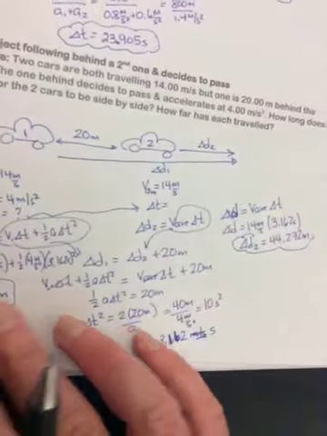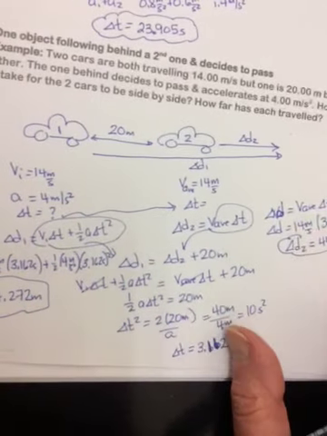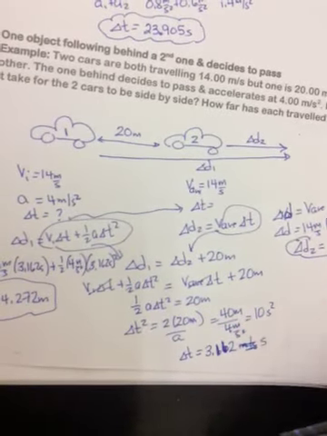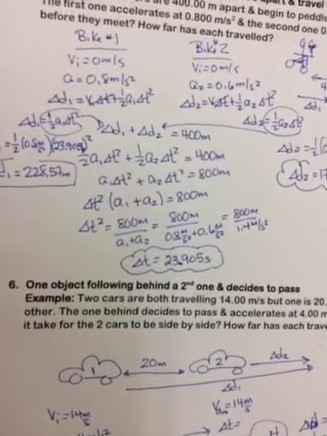Lo and behold, it's 20 meters more than D2, which is what it's supposed to be. You must have done it right. Okay, so example 5 and 6, there you are.